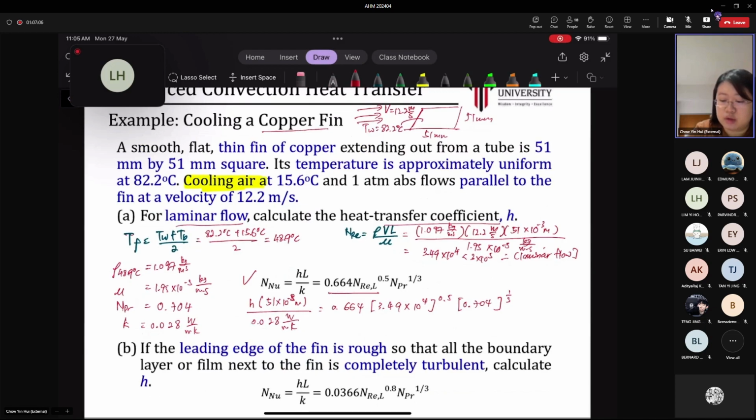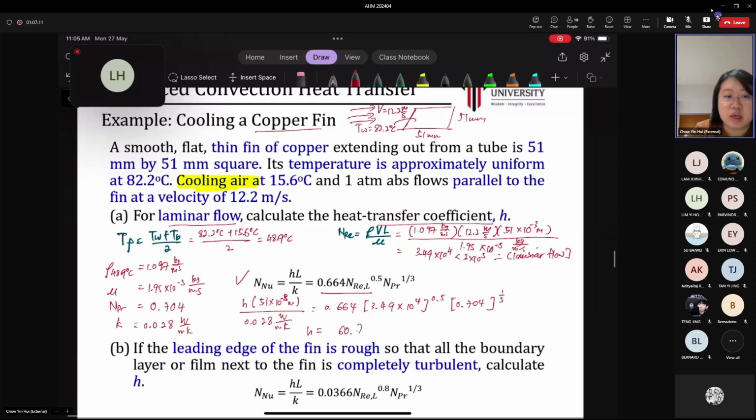So if you solve this, the h value should be around 60.7 watt per meter Kelvin. Okay, 60.7 watt per meter Kelvin.